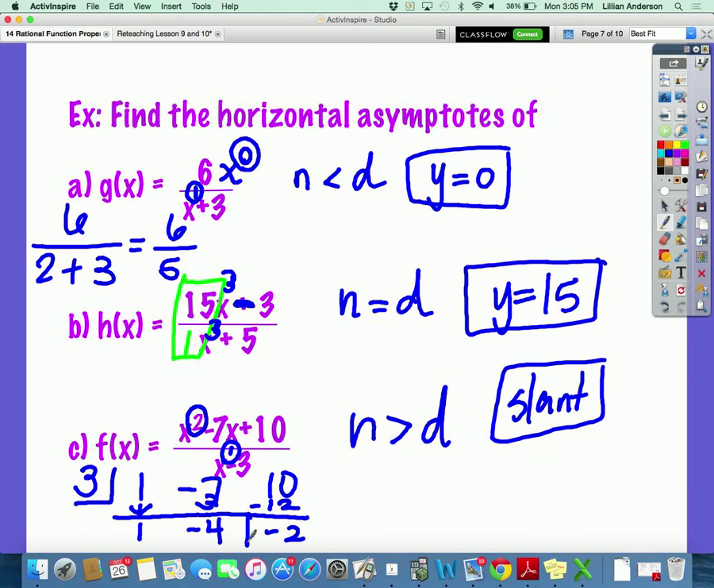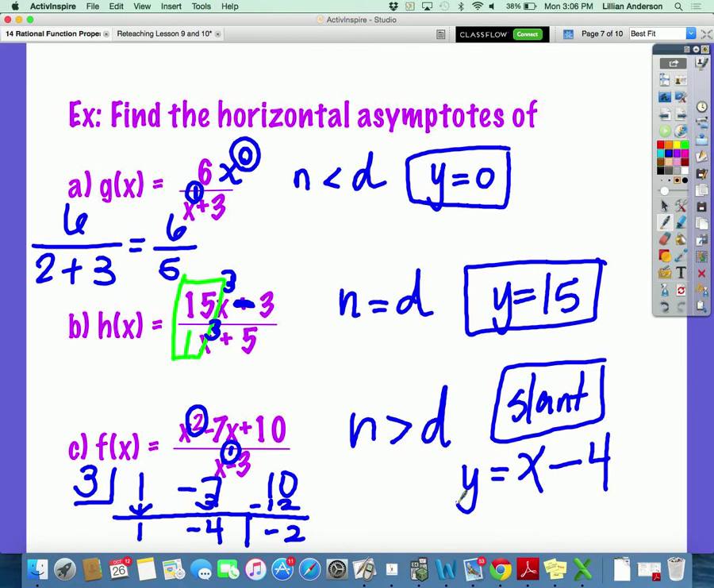We'll always get a remainder because if we got 0, that means there's something else going on in the problem that we're going to talk about later. So my slant asymptote is the equation y equals x minus 4. What about if you don't include the remainder? You don't worry about the remainder. It's just what's left over. It doesn't affect the slant.